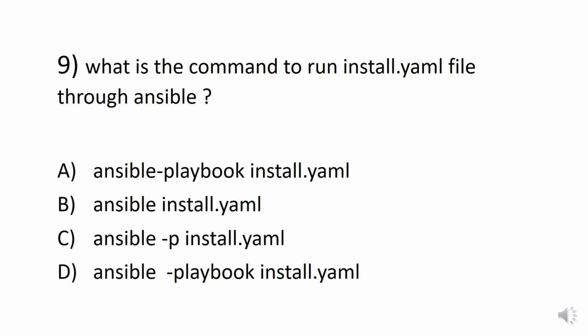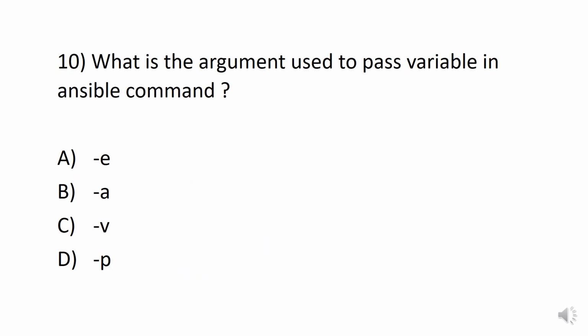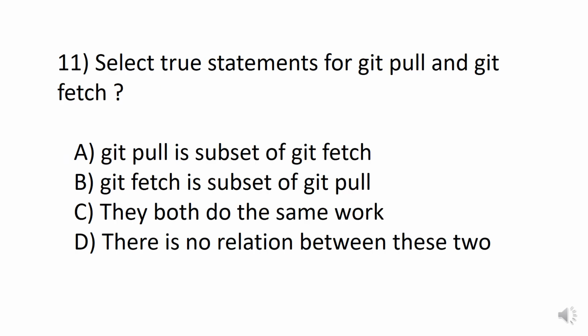Coming to the next question, what is the command to run the install.yml file through Ansible? So the basic command to run Ansible is ansible-playbook install.yml. This command will execute the install.yml file in the same directory. What is the argument used to pass a variable in an Ansible command? So to pass a variable in an Ansible command, hyphen a is used. So this will be the answer.